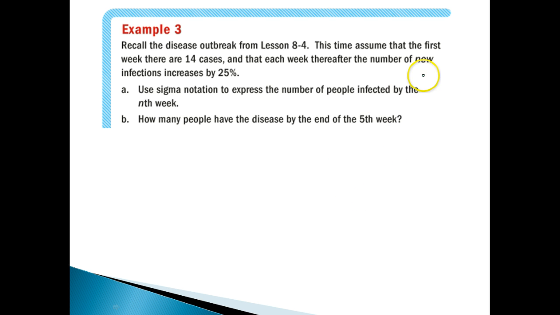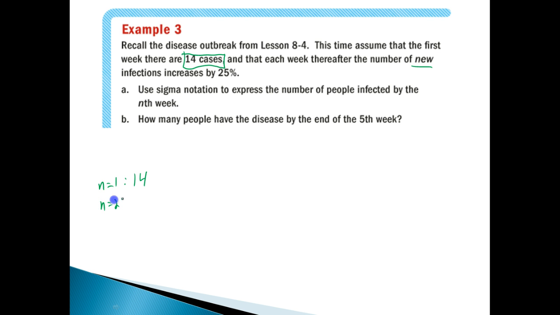So here we're assuming that in the first week there are 14 cases. So that's our first term, 14. And each week thereafter the number of new infections increases by 25%. So our first week, let's say here n equals 1. When n equals 1, we have 14 new cases.